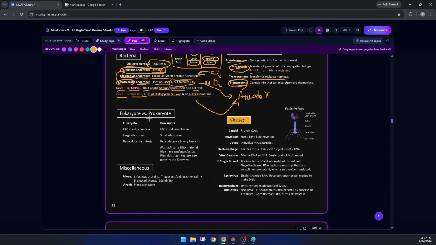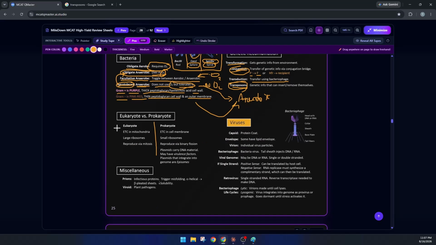So now we can go into the differences between a eukaryote and a prokaryote. So I already showed you a diagram, but here are the high yield differences. So in a eukaryote, you have your electron transport chain, which is in your mitochondria. But the prokaryote, it's in the cell membrane.